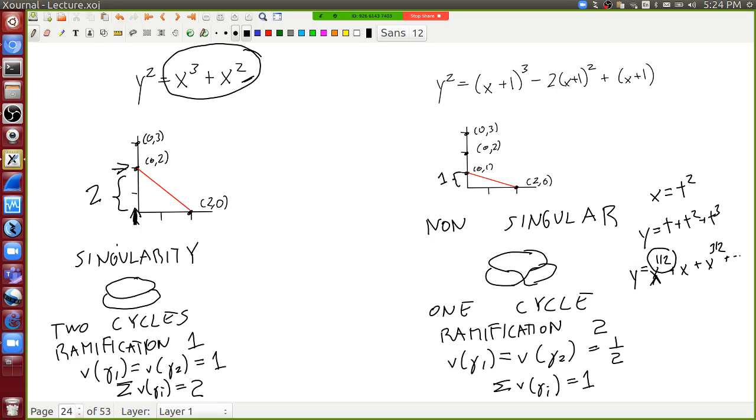Our power is going to be 1/2. That's the inverse of the ramification index. That's how we got the 1 here. 2 sheets, ramification 2, 1/2 plus 1/2 is 1. So the height on the left-hand side of the Newton polygon is just the sum of all the valuations of all of our roots.